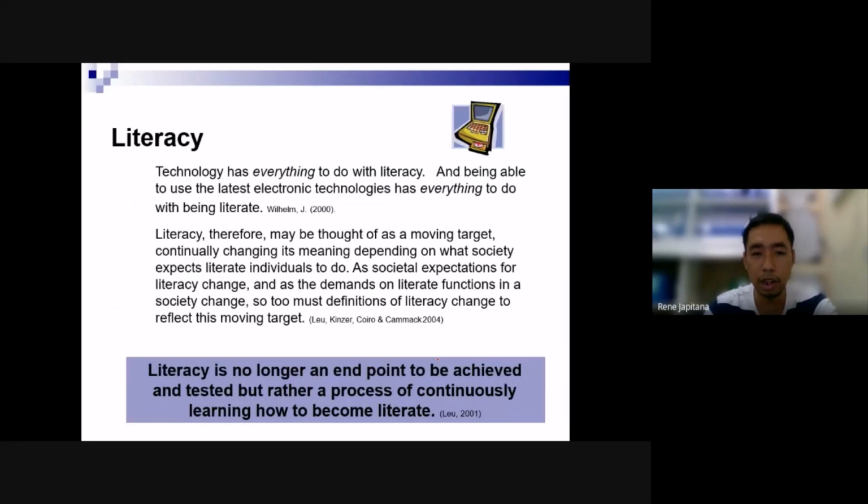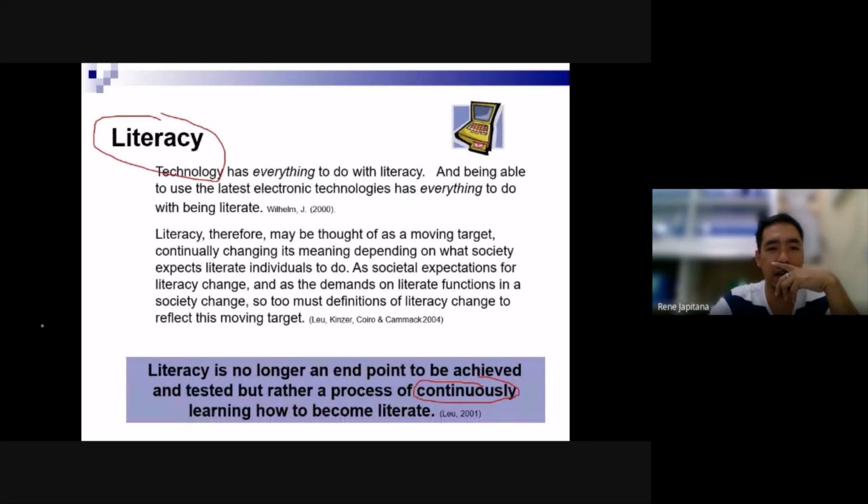So I will just skip this because it is almost the same as the previous discussion. Literacy is no longer an endpoint to be achieved and tested, but rather a process of continuously learning. As I told you, literacy learning is a continuous process. It will not stop. Maybe next is the 21st century skills, because it will not end, because of technology.